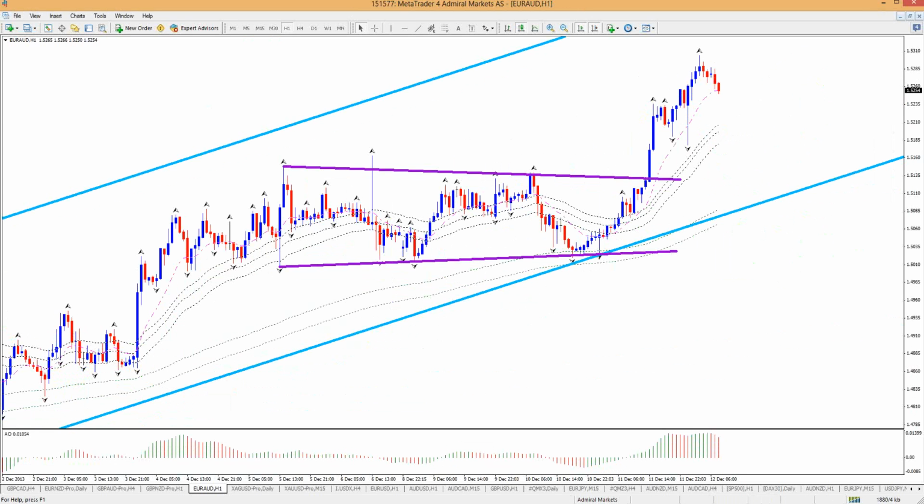in my opinion. So let's take a look at something else, because this doesn't have something that tradable right now.